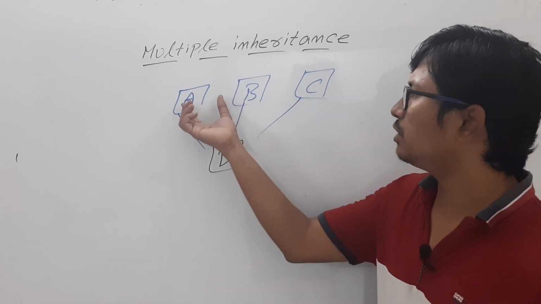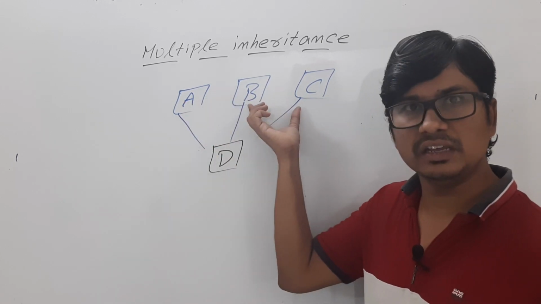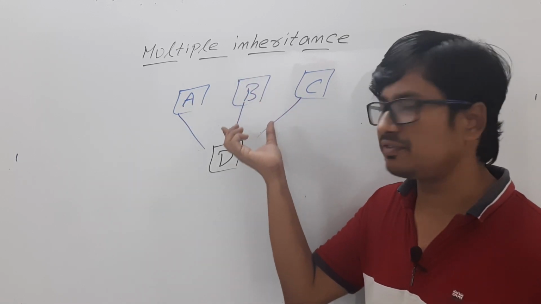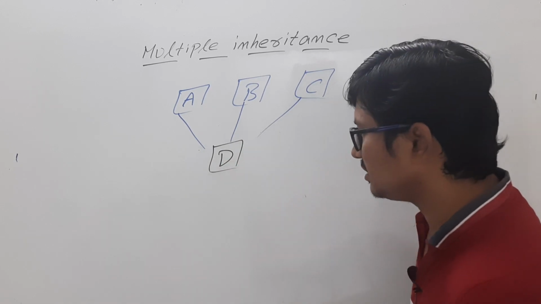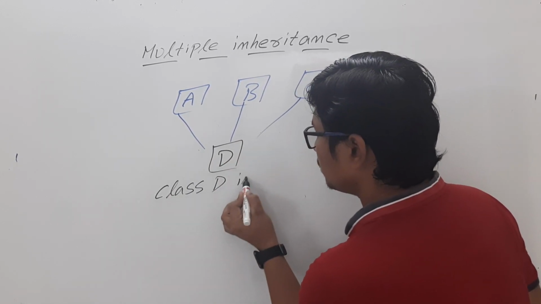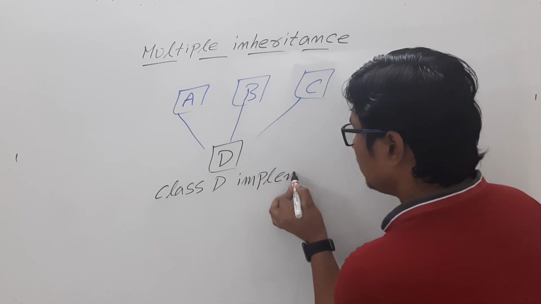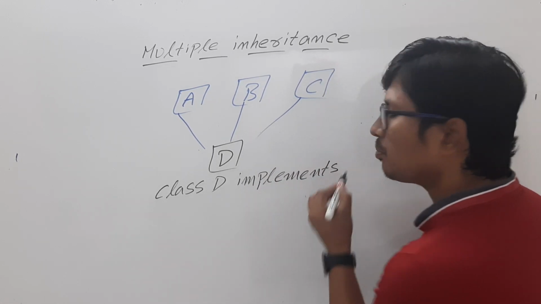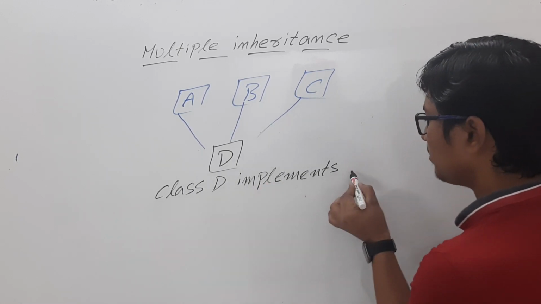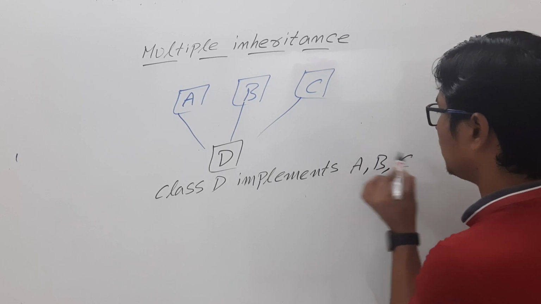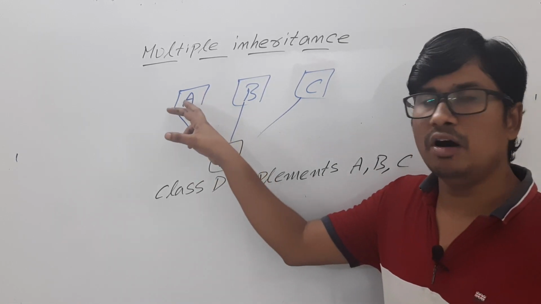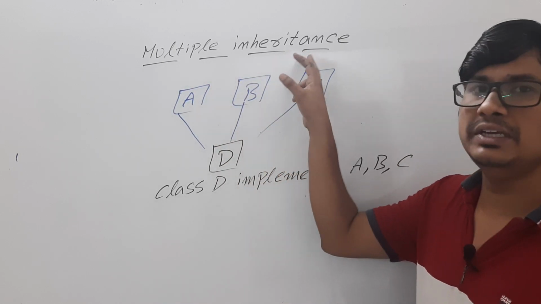First, I will consider all these three as interfaces. If these three are interfaces, then one class D can just implement them. If a class wants to inherit the properties of an interface, we use the keyword implements. So I will write implements A, B, C. Now class D is inheriting the properties of interface A, interface B, and interface C.